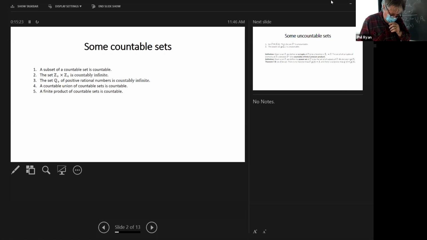Let's do the last one. A finite product of countable sets is countable. So this time we are finite. Instead of that, we have A1, A2, up to AN. We've got a fixed number of countable sets, each AI countable. And so we're going to do an induction proof.